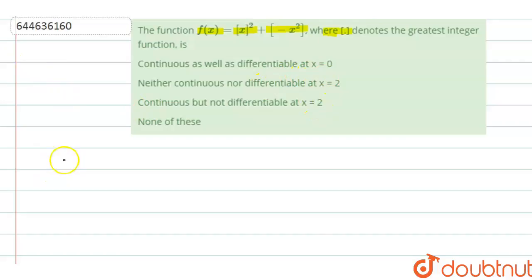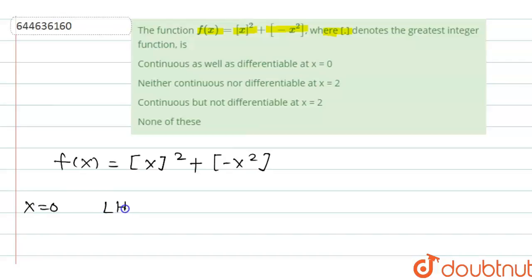So first of all, we write f of x equals the greatest integer function of x square plus minus of x square. This is the function given here. Now we have to find the behavior at x equals 0. At x equals 0, let us look at the left hand limit.